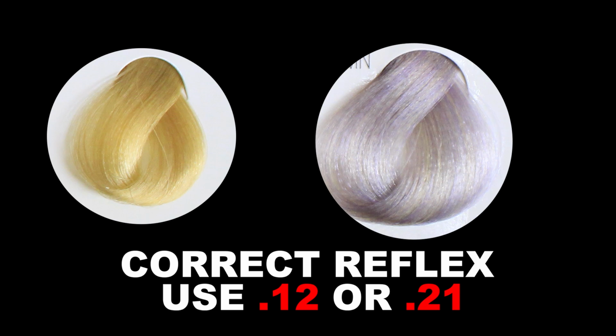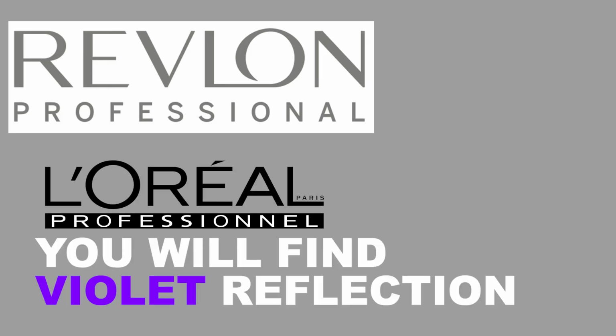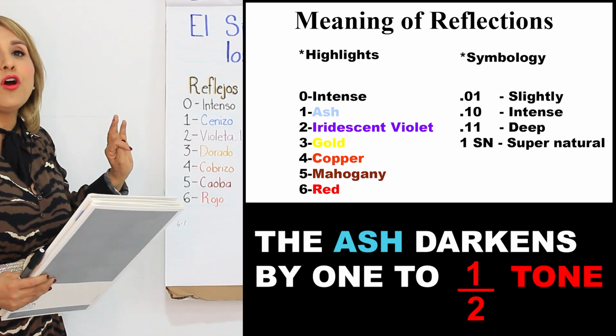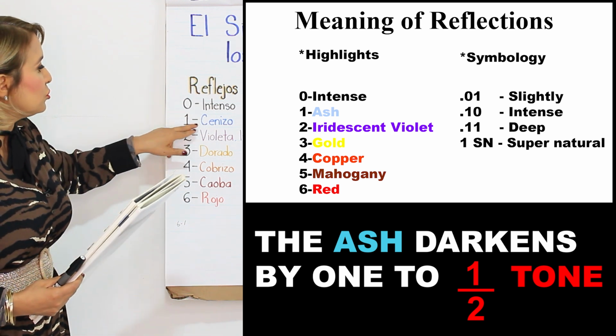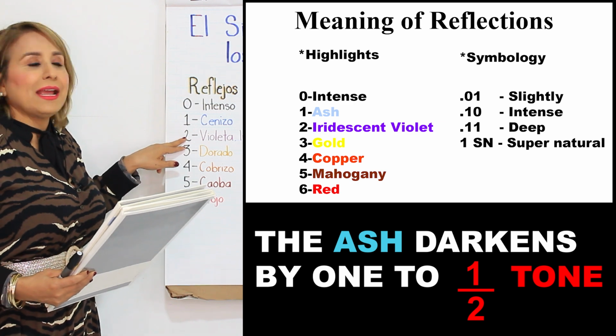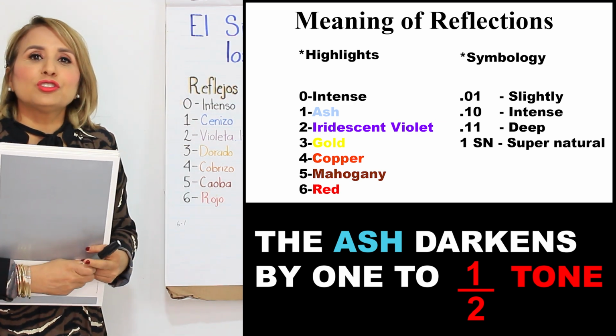Also, in Revlon L'Oreal, you will find tones with violet reflection. These are ideal for neutralizing colorations that have too much yellow reflection. The ashy tone darkens us by slightly half a tone. When we combine ashy tones with violet tones, the combination of these two distinct tones still gives us a warm reflection that won't darken much.